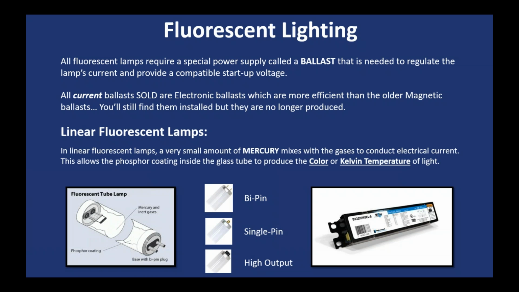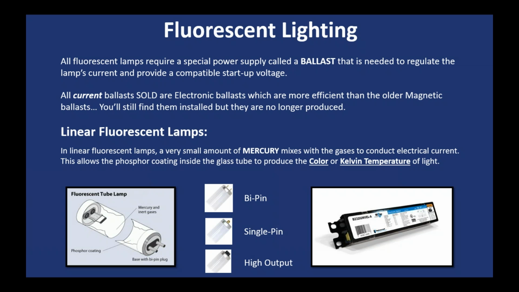A little bit of the basics on how fluorescent lighting actually works. One of the reasons that we want to get rid of it is there's a small amount of mercury inside every fluorescent tube, and it mixes with the gases that are in there. Once we put the current to it, the ballast takes that current and it allows those phosphors to glow. And that's what produces the color or the Kelvin temperature of light. Okay, it's really a very simple process. It's been used for a long, long time.